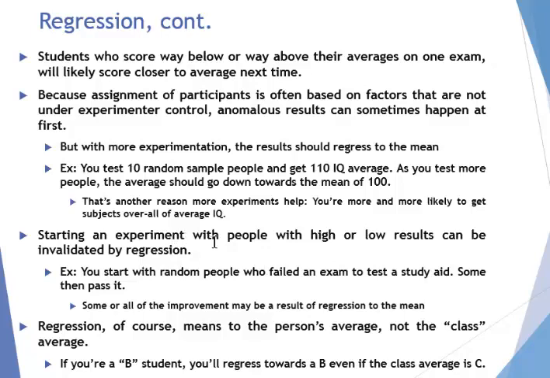So starting an experiment with people with high or low results can be invalidated by regression. Because the people who had very high or very low results initially, that might not be indicative of what their real results will be. So, this is true in general. Like if you have a study aid, like these bar review courses or whatever, sometimes it's easy to manufacture good results, even if you're not that effective, by taking the lowest scoring people. If you take all the people that had the most disastrous tests, and you give them your study aid, odds are even without your study aid they would have improved a little bit because they would have regressed toward the mean.